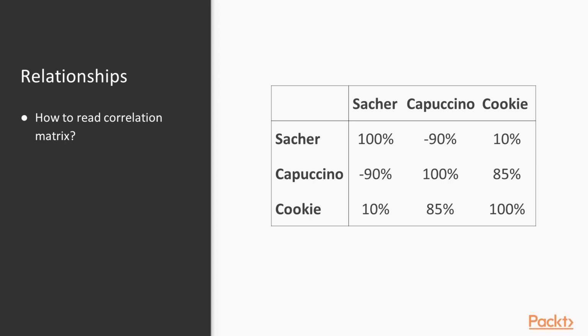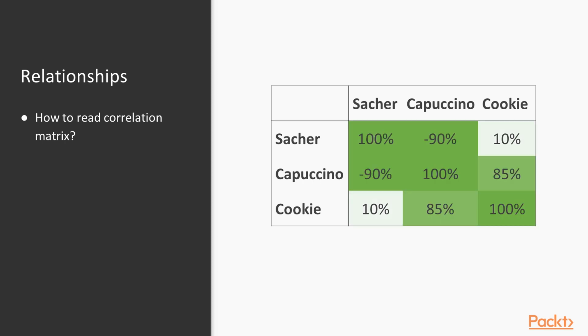Now, if correlation is close to 0, then the relationship is weak, and if correlation is close to 1 or -1, then the relationship is actually pretty strong. And finally, you may have already noticed that the diagonal values are always 100%, and that's because the sales between the same products match perfectly and correlate perfectly, always, because it's the same product. It's a self-correlation.